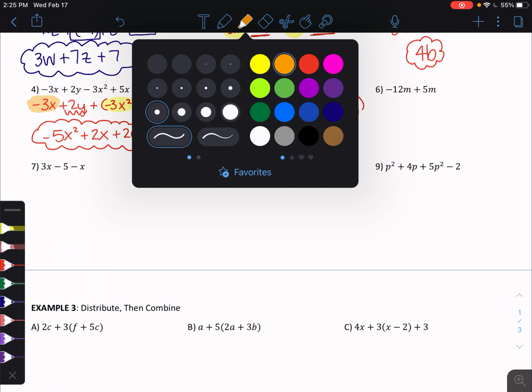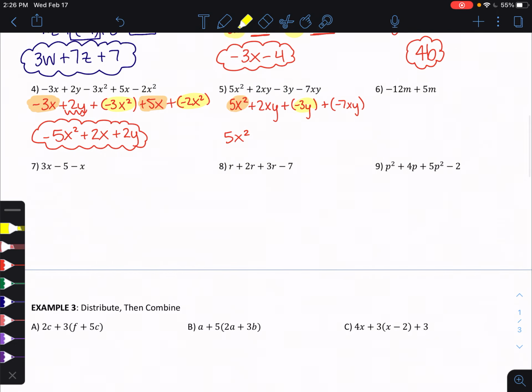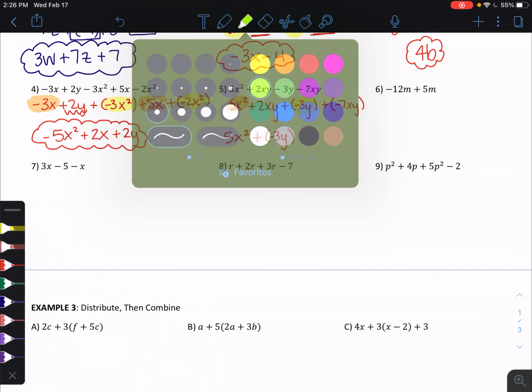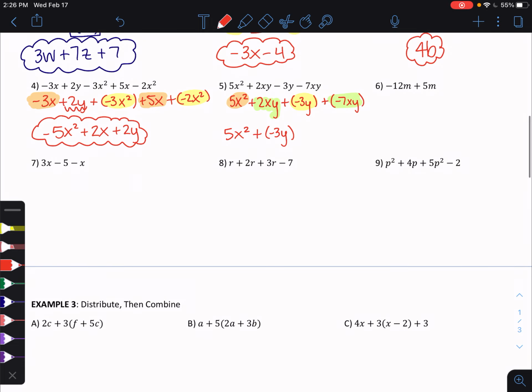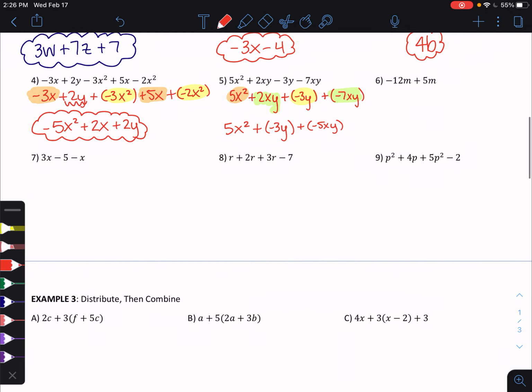Then I'm going to do my y's. So I've got a negative 3y. There's nothing in common with that, so plus negative 3y. And then I've got 2xy and negative 7xy. 2 plus negative 7 is going to be negative 5xy. So I can combine them together as long as they have the same variables.